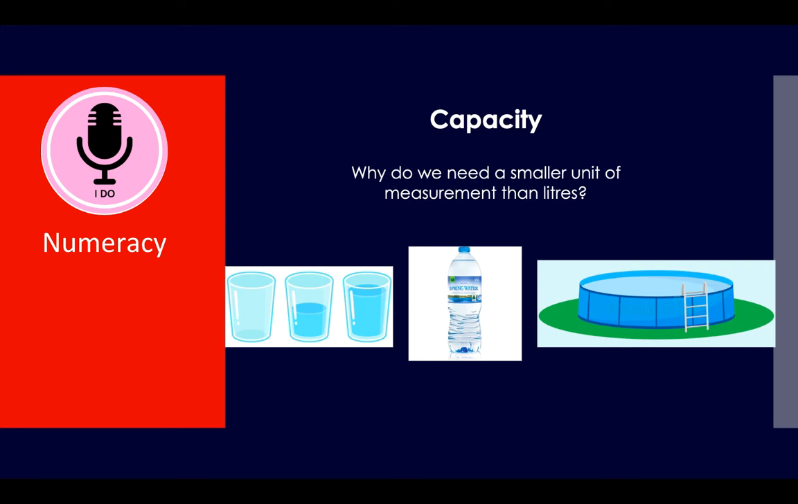That's right. Okay, we need a smaller unit of measurement than liters because sometimes we don't need a liter of liquid. You might be in the kitchen when a parent is making a cake, a recipe, and they might ask for smaller amounts of liquid so that we don't make a mistake on the recipe. We don't want too much of something. So we use milliliters as our smaller unit of measurement.